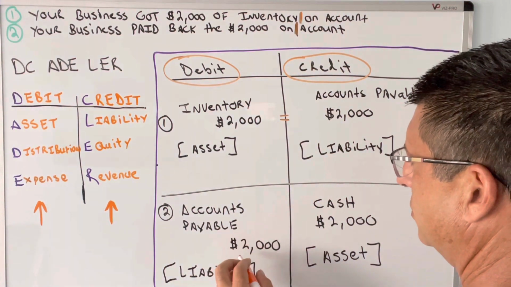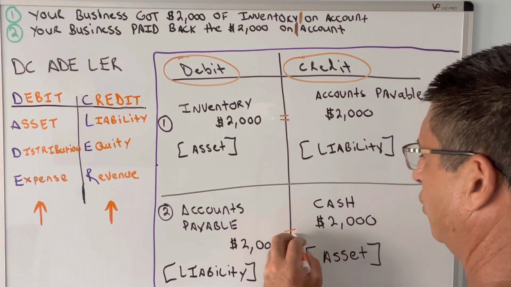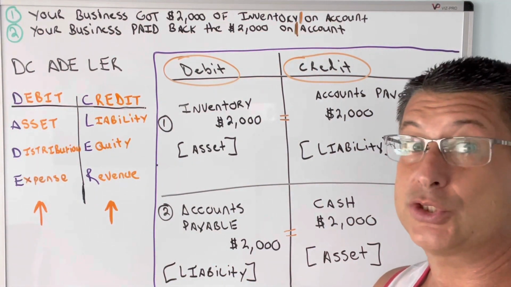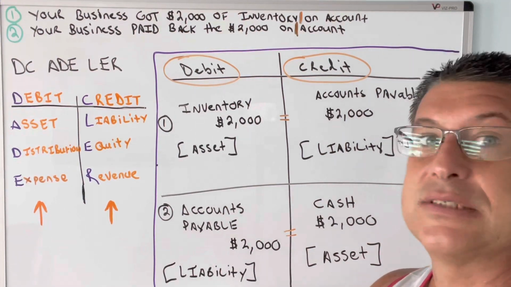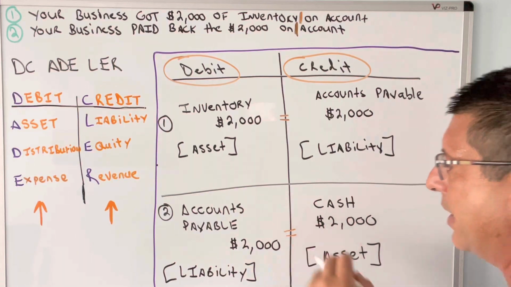Does $2,000 debit, $2,000 credit, does that equal? Yes, you've always got to check that out. If you're doing a journal entry on QuickBooks or some software, they won't even let you save it if it doesn't equal. It says, oh, debits don't equal credits. It has to always equal.